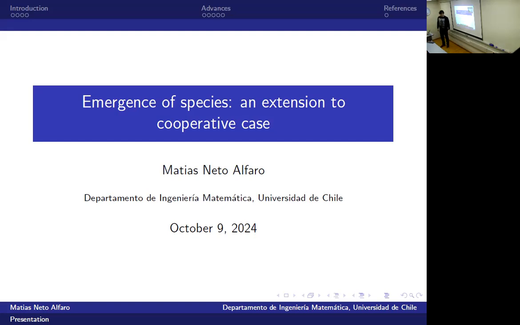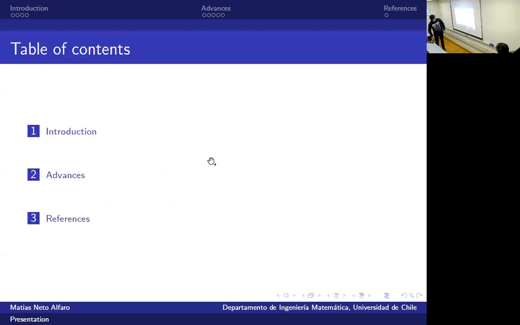Hi, everyone. Thanks for the presentation, Sebastian. Today I'm going to present Emergence of Species, an extension to the cooperative case. Here is the table of contents of the presentation. First, a brief introduction to the subject, then some advances and the references used in the presentation.